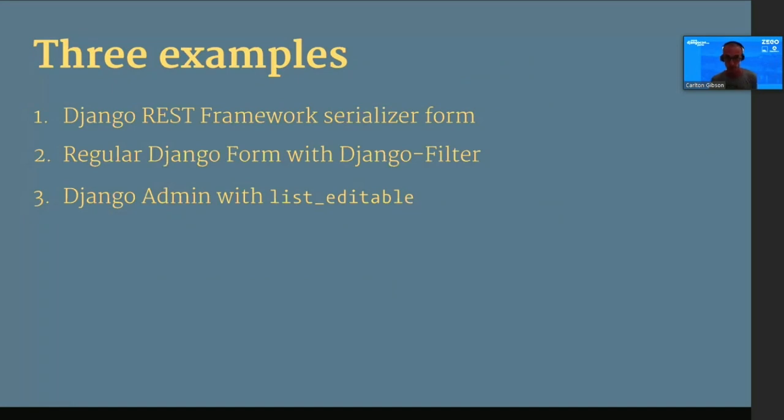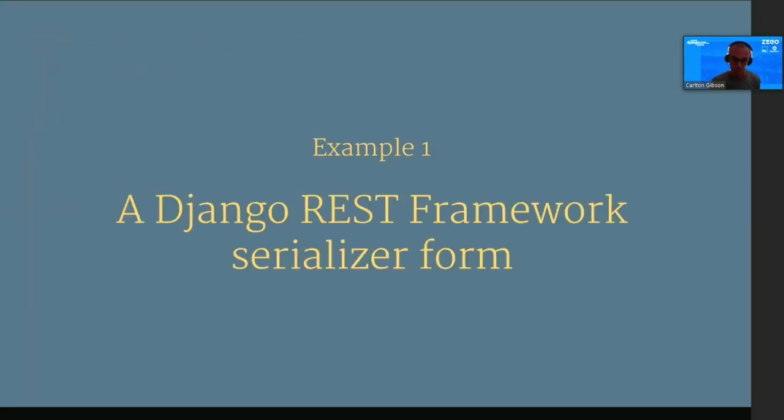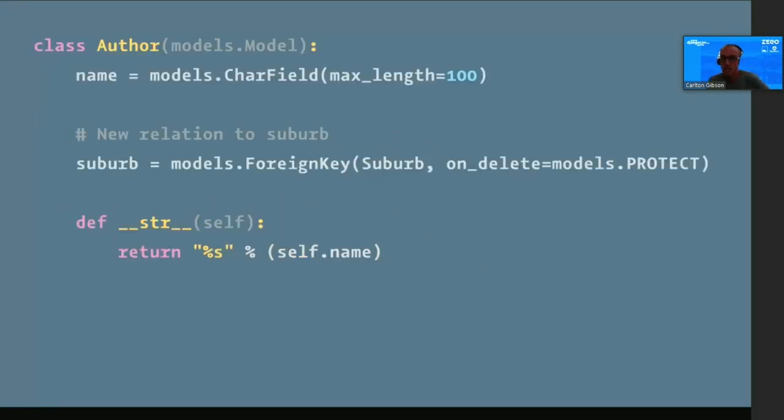The 3 examples. First, we're going to look at a Django REST Framework serializer, rendering its form. Then we're going to look at a regular Django form using Django Filter. And then we're going to look at the Django Admin with list editable. So let's get straight on. Example 1, Django REST Framework serializer form. Let's extend our author model.